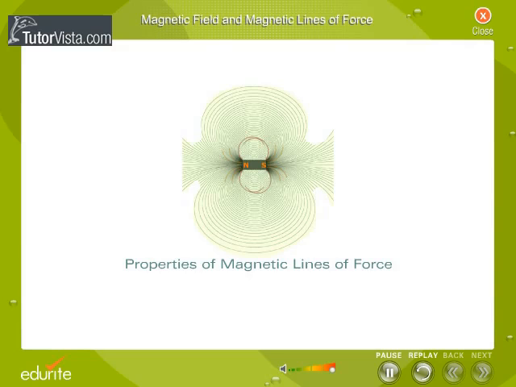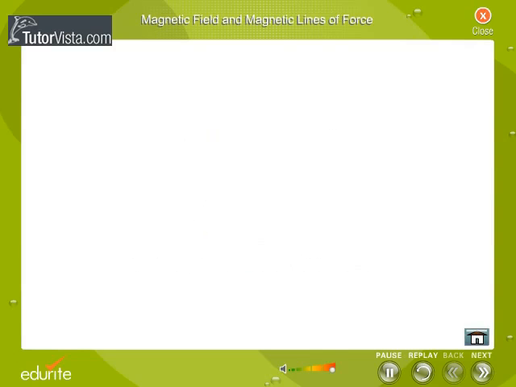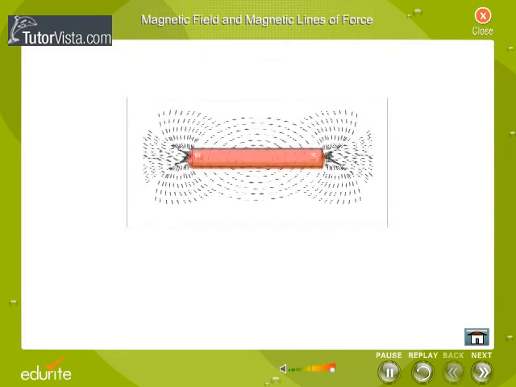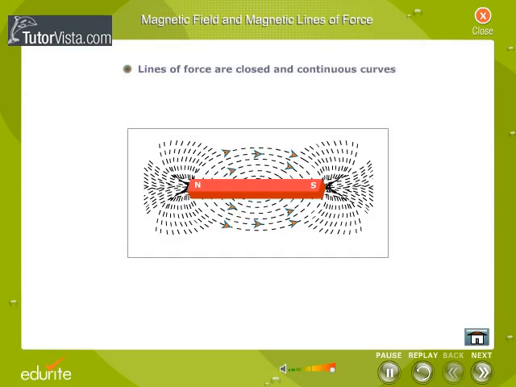Properties of magnetic lines of force. Let us now summarize the properties of lines of force. They are closed and continuous curves.